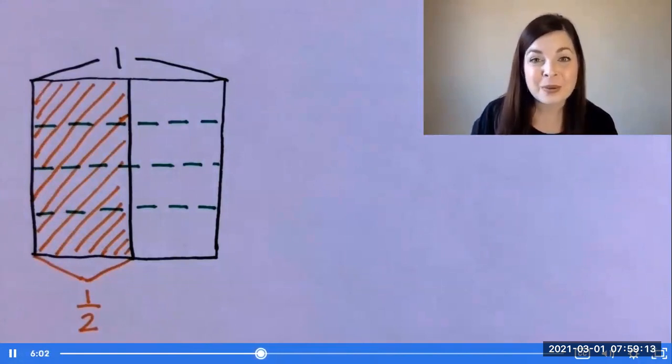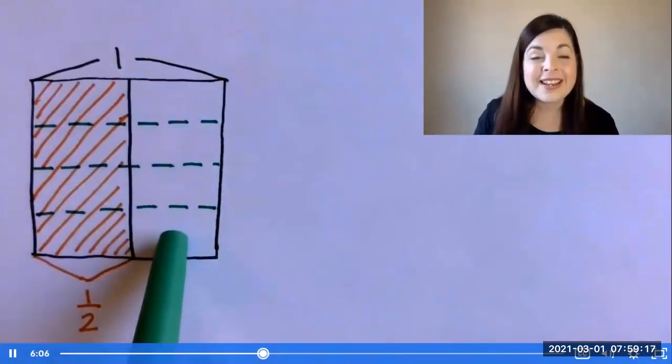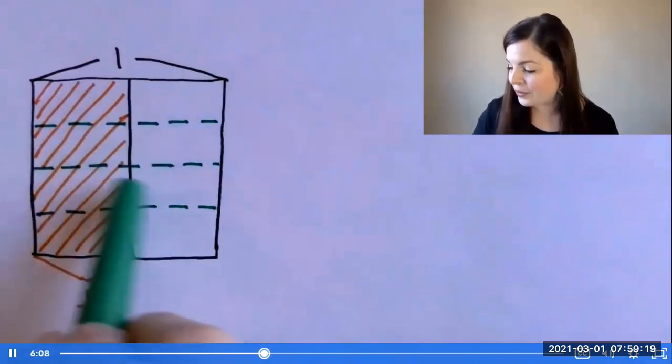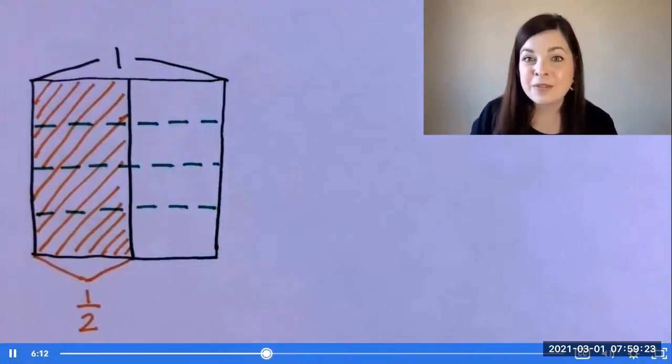What happened to the number of units in the whole? We got more units in the whole, didn't we? At first, we had 2 units in the whole. Now we have 8 units in the whole. So we made eighths. That means the number of units in the whole quadrupled. That's 4 times as many units in the whole.